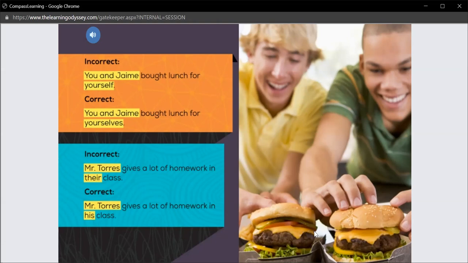Here is a pronoun that doesn't match the person. Mr. Torres gives a lot of homework in their class. The sentence should be, Mr. Torres gives a lot of homework in his class. By making the pronoun singular, it's now correct in number. His replaces Mr. Torres.